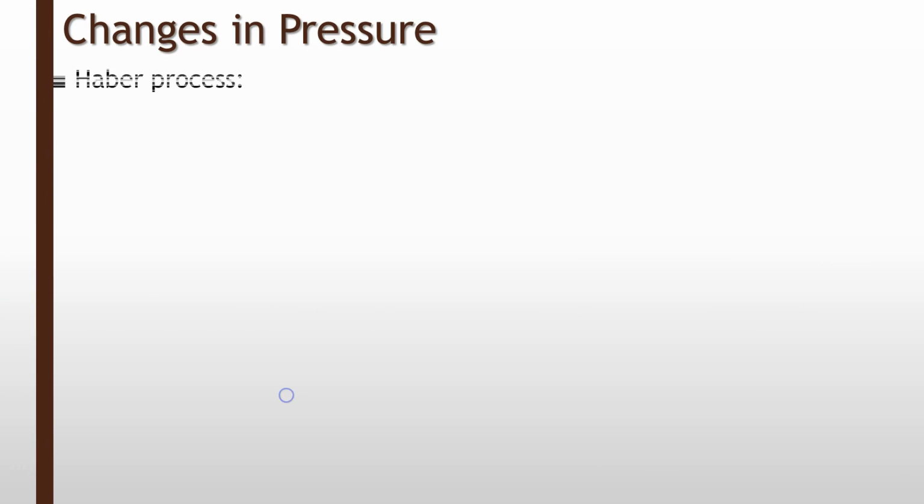Let's first talk about changes in pressure. So the Haber or Haber process is when you take nitrogen and you add it to hydrogen gas and you make ammonia. Ammonia is very important for a fertilizer. So this process was actually incredibly important for saving literally billions of lives. So that's why we talk about it.